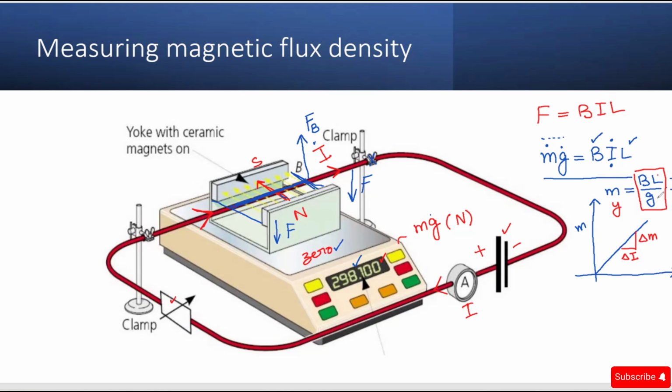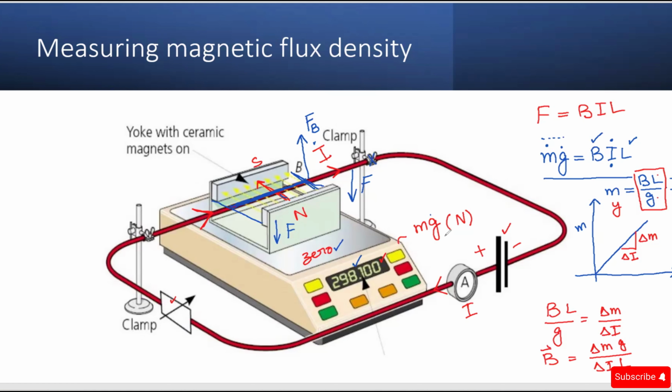L you know, G you know, B you can calculate. So BL over G is equal to delta M over delta I. So B is equal to delta M times G over delta I times L. In this way, you can actually calculate magnetic flux density.